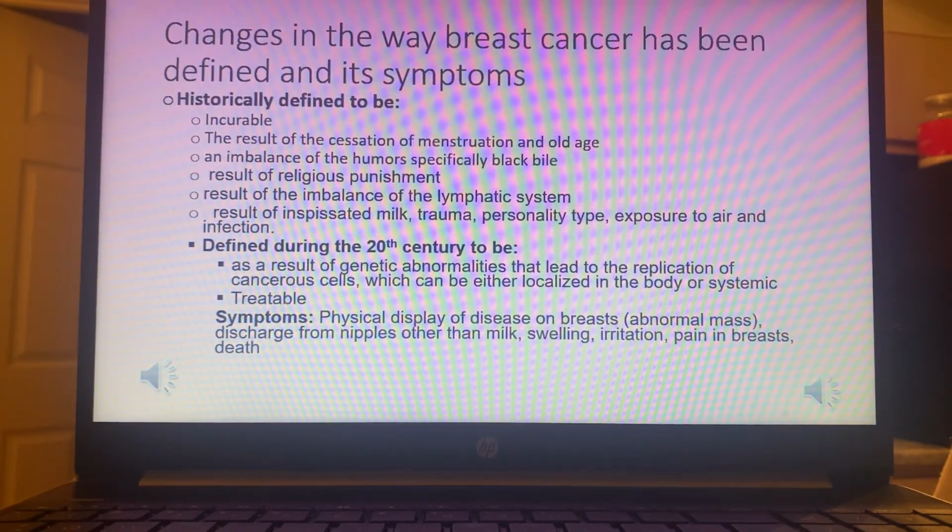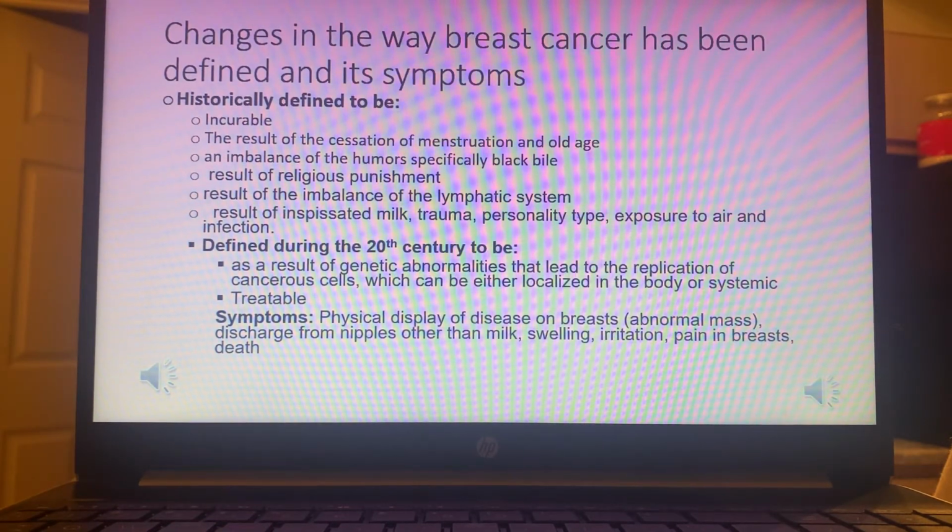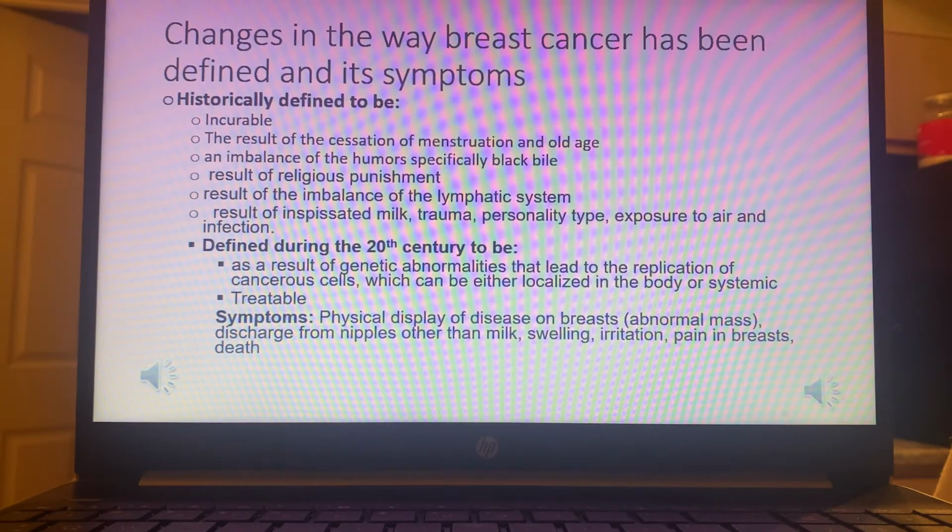The symptoms of this disease have remained relatively the same throughout time, with the main symptoms being the physical display of the disease on the breast, so the abnormal mass that is usually found, discharge from nipples other than milk, this is usually blood, swelling, irritation, pain in the breasts, and death.